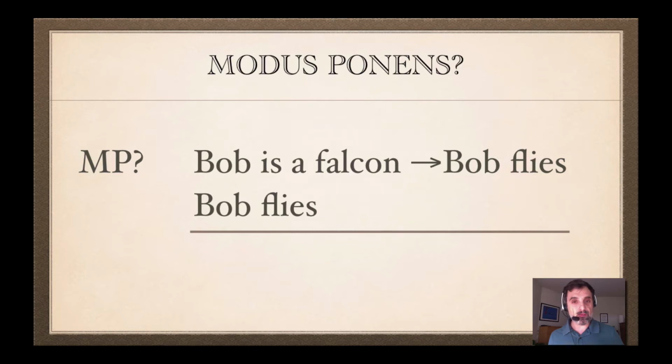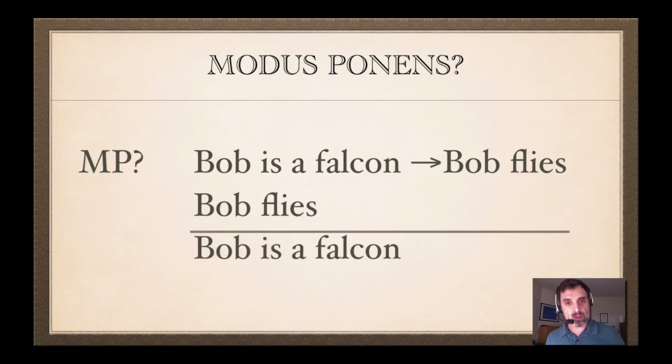Let's look at another possible inference. So here we have the same first premise, if Bob is a falcon, then Bob flies, but the second premise is different, it's Bob flies. And the conclusion is also different, it's Bob is a falcon. So is this an example of MP? No, it's not. The premises are not right. The premises need to be a conditional, and then the antecedent of the conditional. And the antecedent of the conditional we have is Bob is a falcon. So to do modus ponens with that, we would need Bob is a falcon.